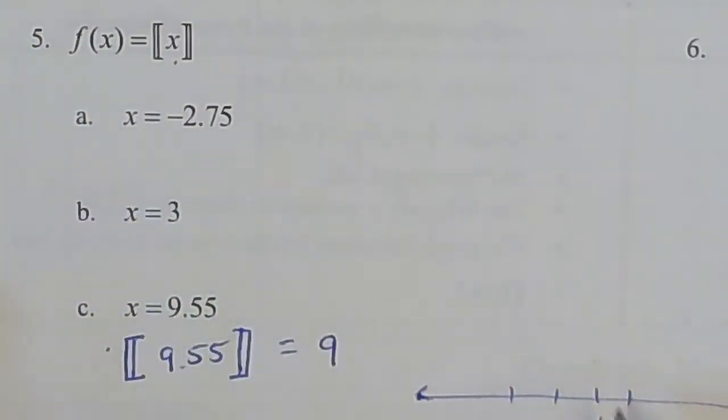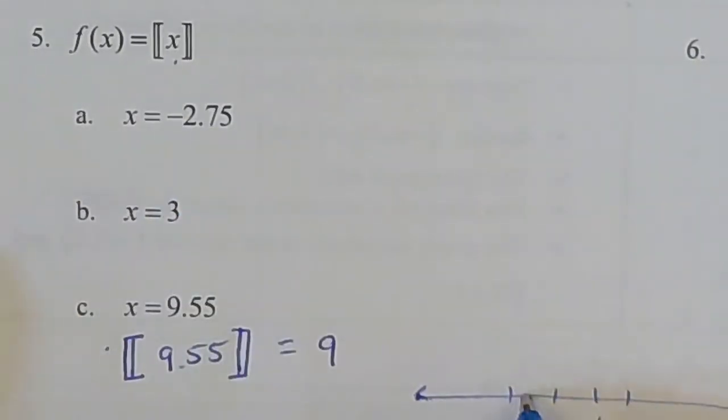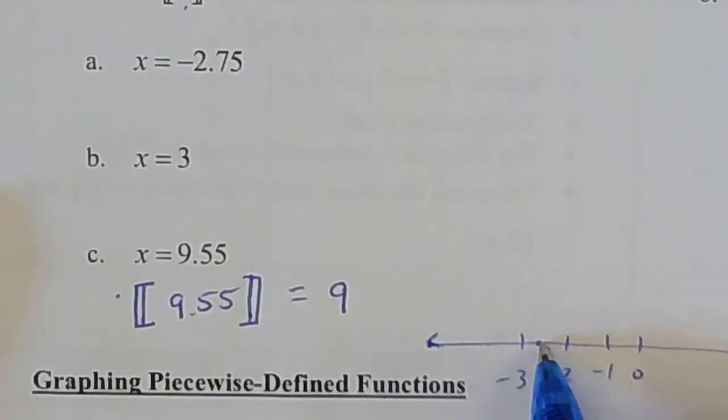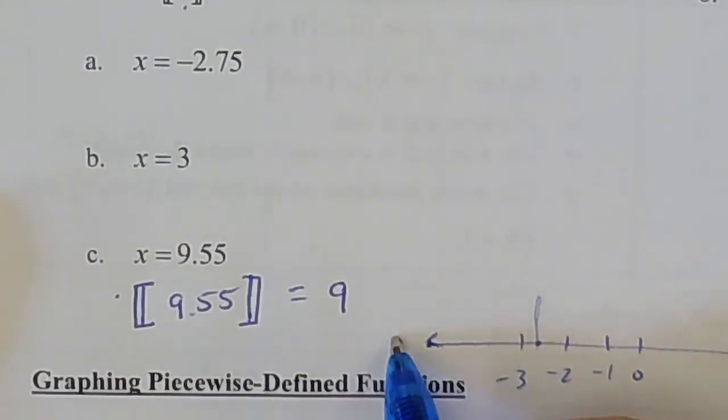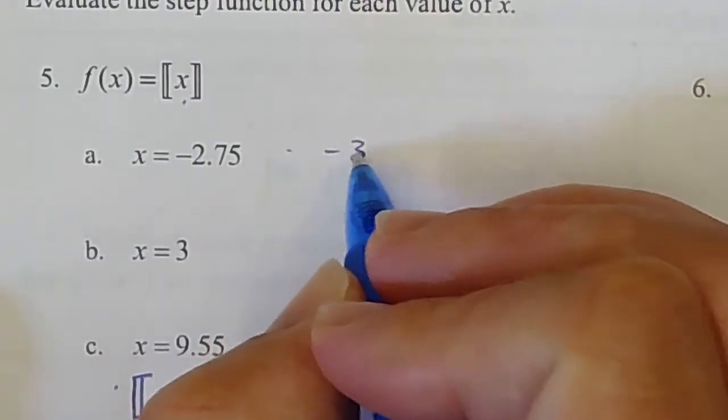All right, so sometimes a number line helps with this. So negative 2.75. Here's negative 2.75. What's the greatest integer that has to be less than this? That's why I can't jump up to negative 2. So this kind of creates a wall, right? What's the greatest integer that is less than that? Negative 3. Okay, so that's the answer to A.